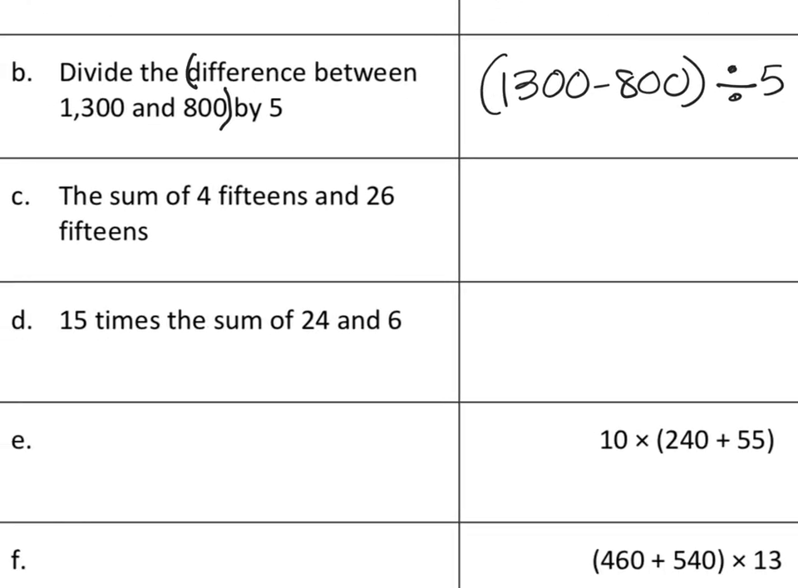Next problem states the sum of 4 15s and 26 15s. Before we can add 4 15s and 26 15s, we need to write the expression for 4 15s and 26 15s. And the way we do that is 4 times 15 and 26 times 15. And again, we're going to be adding this because the sum means to add. And that expression is finished.